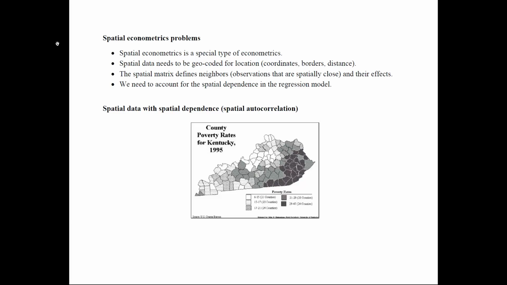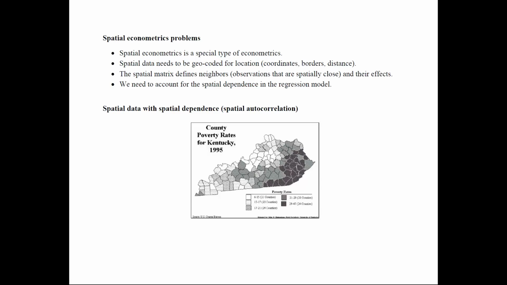One of the unique things about spatial data is that it needs to be geocoded for location, which means that basically every single observation in your data would need to have either coordinates, borders, distance, or some other geodata in order for you to be able to do spatial econometric models. So data is much harder to find than, say, for some of the other typical models that we will consider in this class.